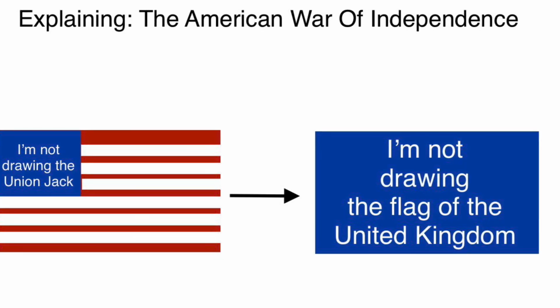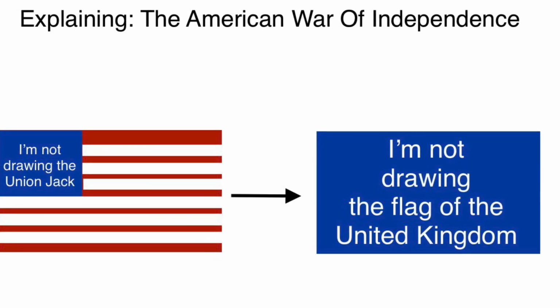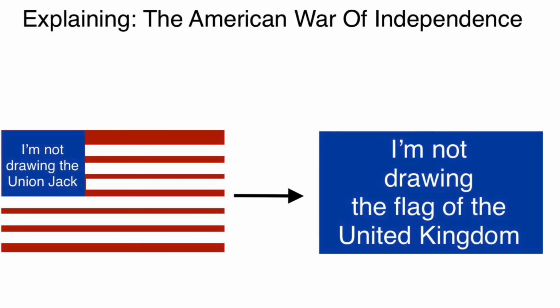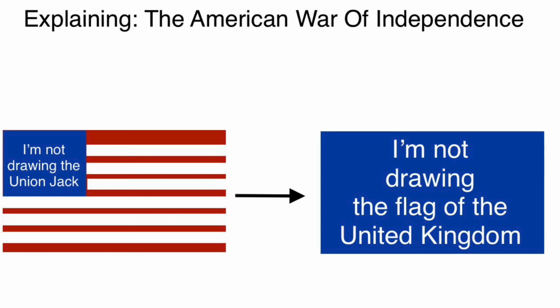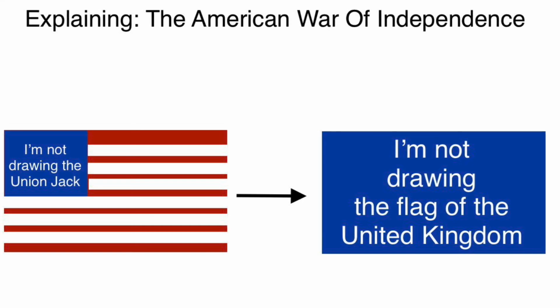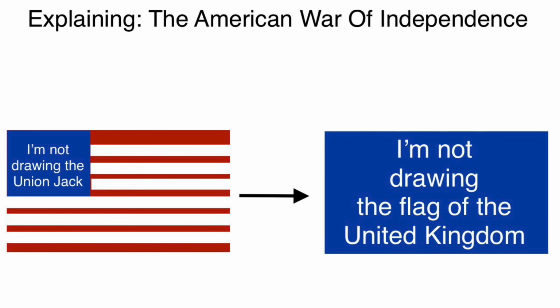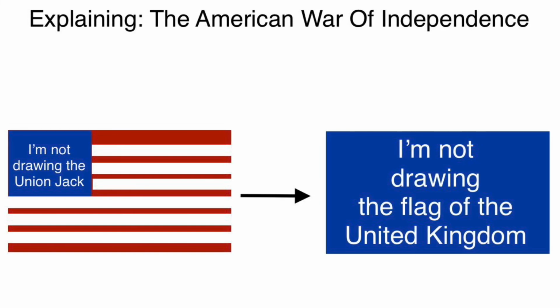In conclusion, the American War of Independence was a major war for both sides fighting the war, being the British and the Americans. As for the Americans, it marked the start of their country, and for the British, it marked the first time that a colony had rebelled successfully and become its own country.